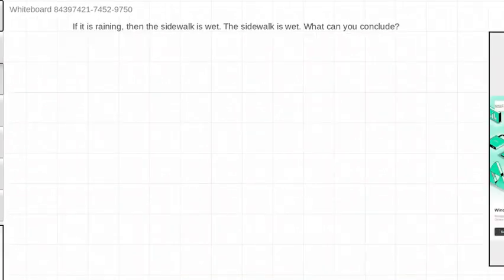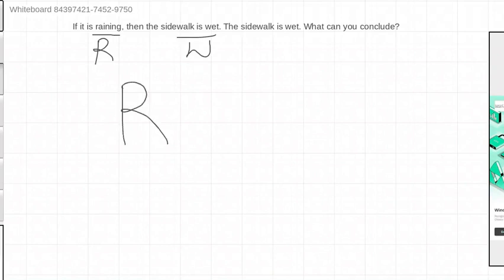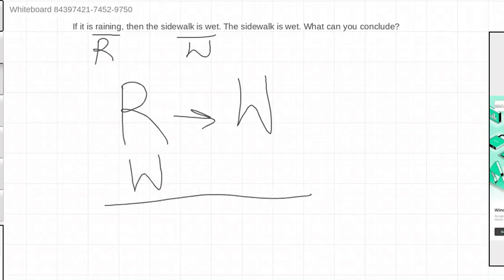If it is raining, then the sidewalk is wet. The sidewalk is wet. What can you conclude? Well, if it is raining will be R, and the sidewalk is wet will be W. Then we have to set up our problem. So if it is raining, R, then the sidewalk is wet, W. We have that the sidewalk is wet, and now we have to see what we can conclude.